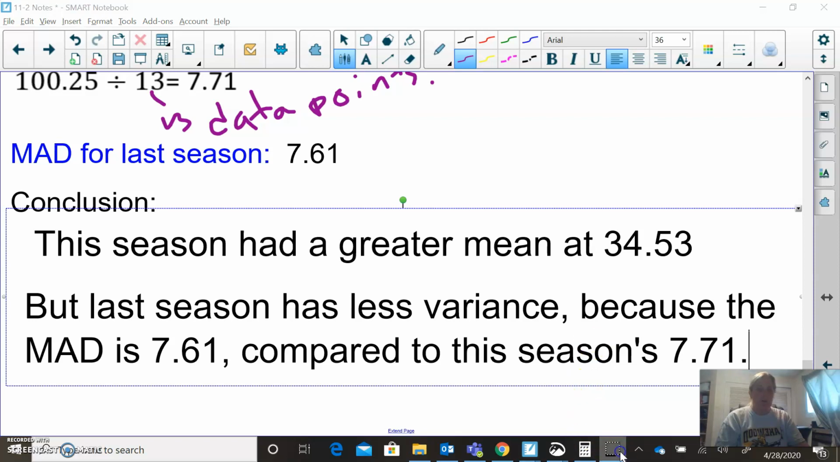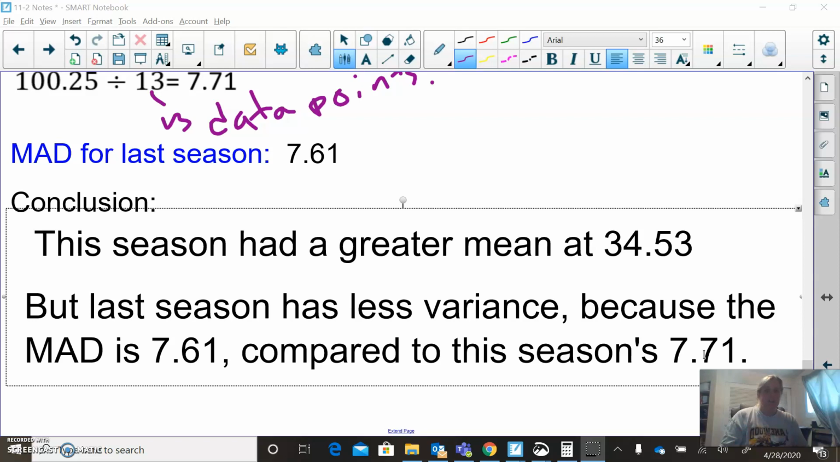Okay? Perfect, guys. So it's something to really look at, okay? According to the mean, this season was better. But according to the MAD, last season was better. So your conclusions can change based off of what data you're actually looking at, and what you want. Do you want more variety? Is it okay that there's a widespread? Or would it be better to not have widespread?